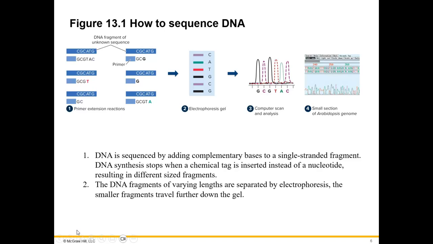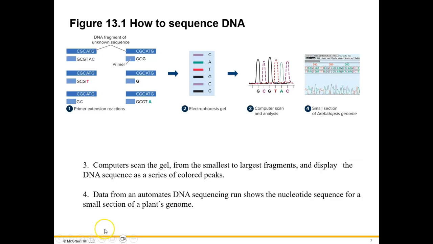In the second step, the DNA fragments of different lengths are going to be separated by gel electrophoresis, and the smaller fragments are going to travel further down the gel. Our third step, we will use computer scans to analyze the data from our gel electrophoresis. The smallest and largest fragments are going to be displayed in a series of corresponding colored peaks based on their size. And that's going to indicate which nucleotides are present.